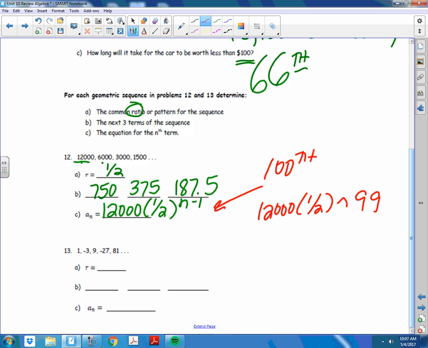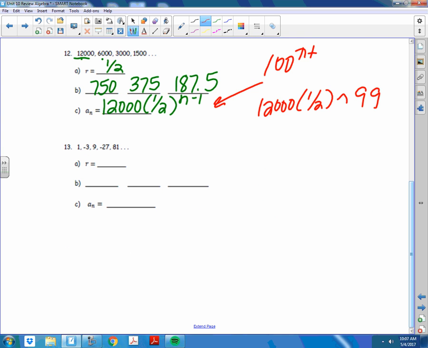Number 13. The R value is -3. The next three are 750, 300, wait, wrong one. I'm reading it wrong. Joey, I blame you. The next terms are -243, 729, and -2,187.